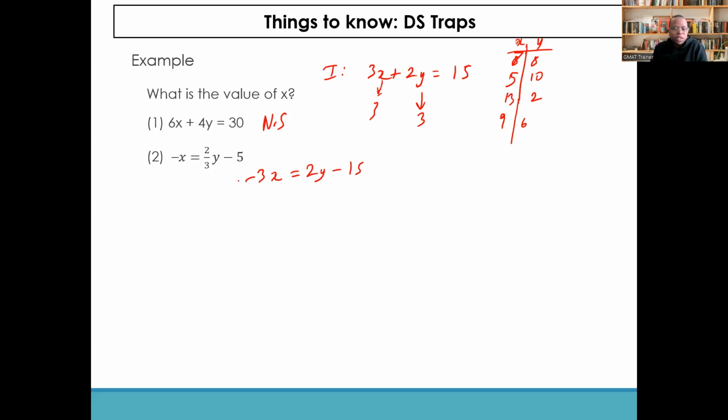This looks like our first equation. Let's multiply through by negative 1: 3x is equal to negative 2y plus 15. Take 2y to the side: 3x plus 2y is equal to 15. This is the same as this. Therefore, if this is not sufficient, this also is not sufficient. So even if you combine them, the answer will be E.